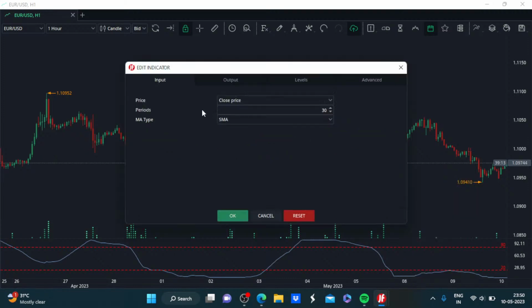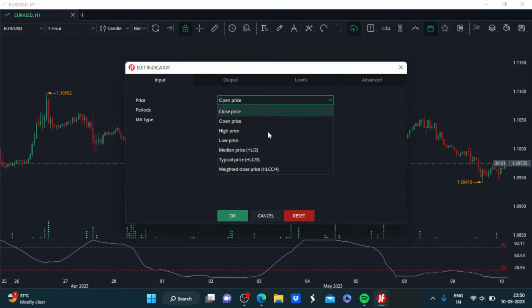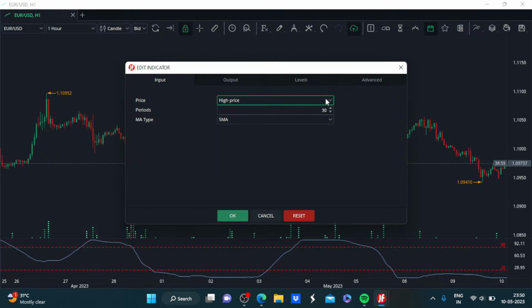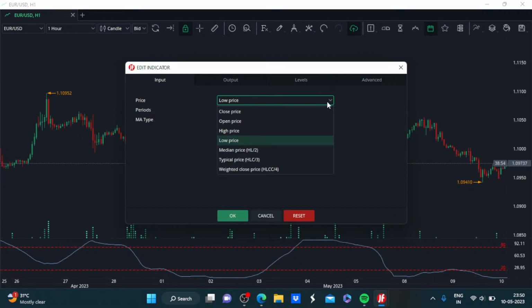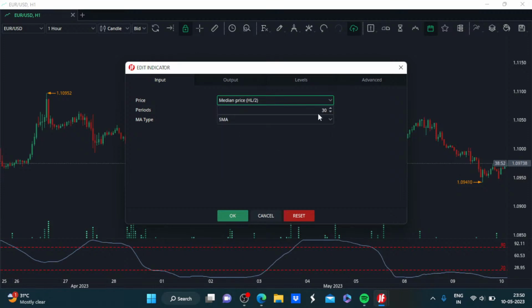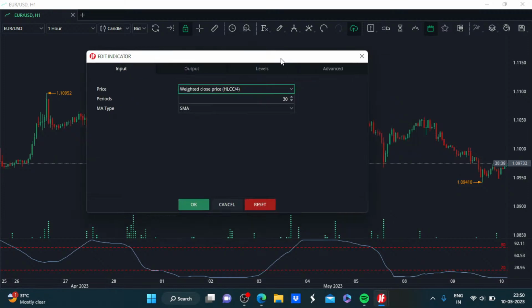Close price, candle periods, and MA type. All these can be varied. You can go for different types of applied prices, close price, open price. As I am applying different applied prices, you can see that the output of this indicator is varying substantially. So depending on the kind of applied price you opt for, you will have these differences in your output of this indicator. The candle period here, this is the default value of 30.